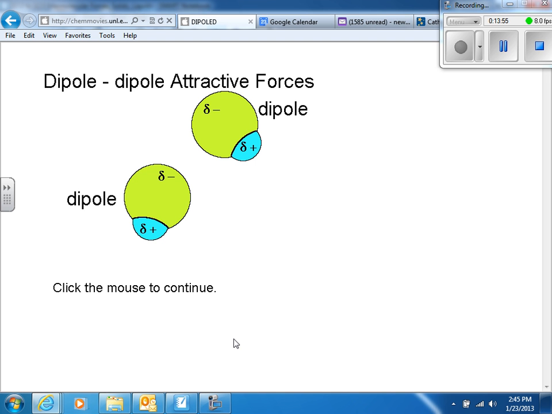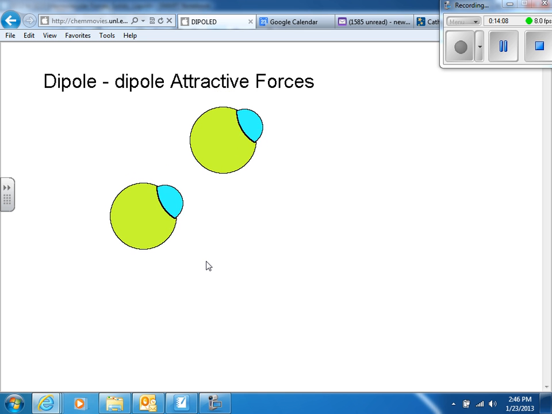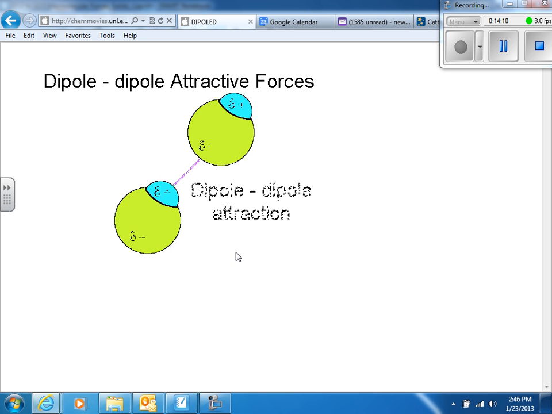Okay. We're just showing you where the positive and negative ends are. Now this negative end, when it gets near this positive end, it's like, ooh, I see you, I'm attracted to you, and they line up. Now these two molecules have a dipole-dipole attractive force between them, whether or not the temperature is low enough. There's always this dipole-dipole attraction if these molecules get close enough.